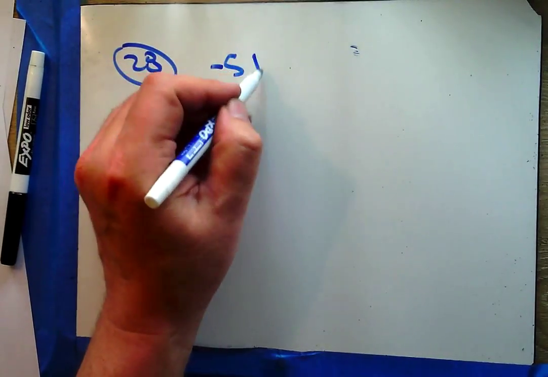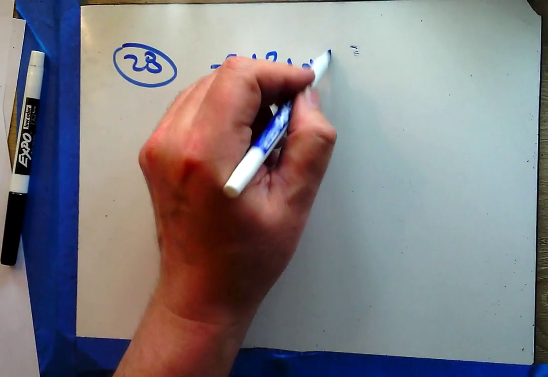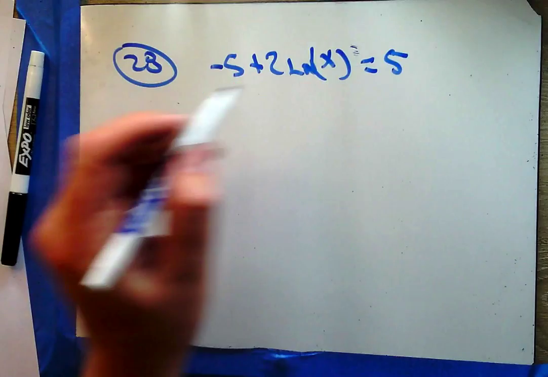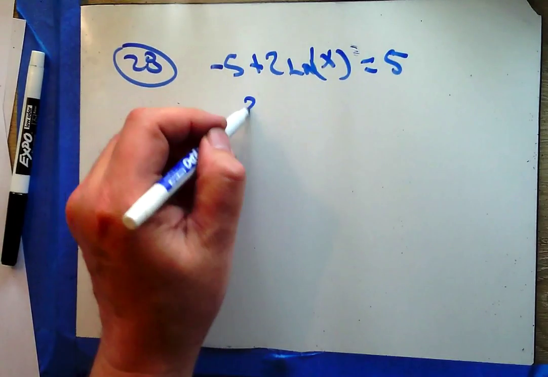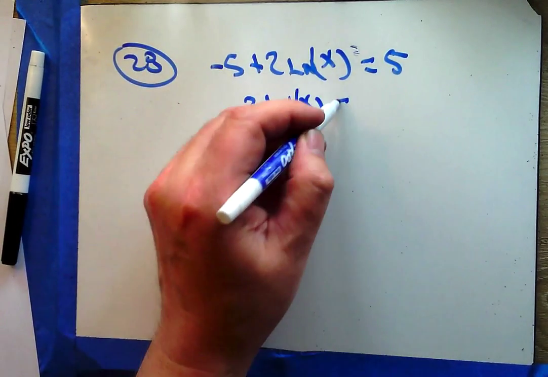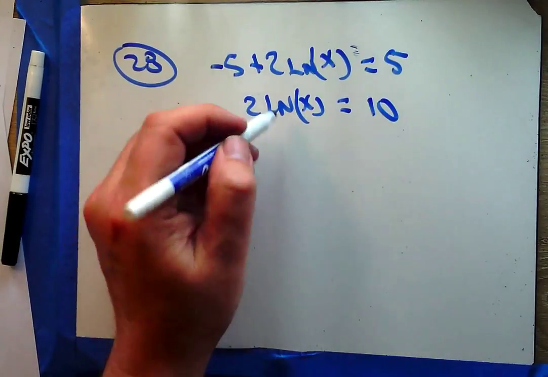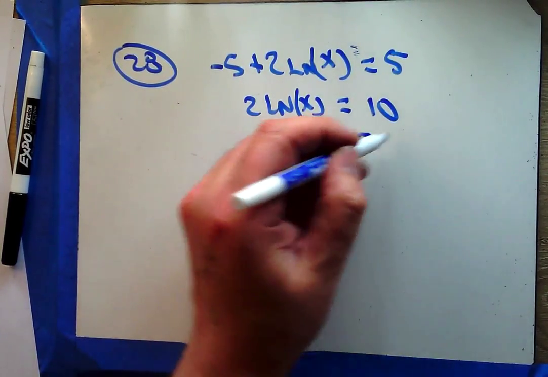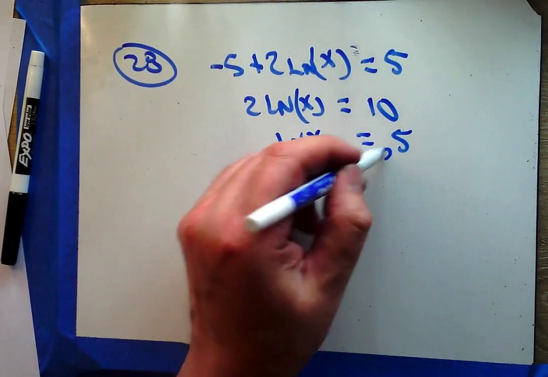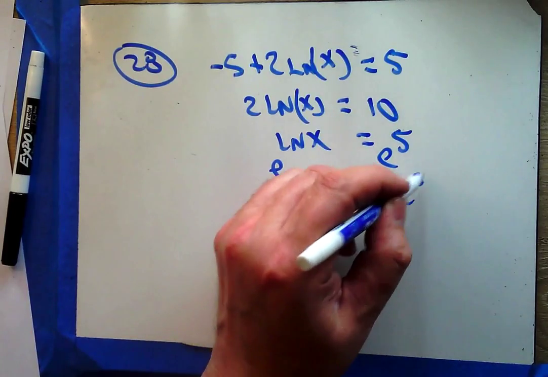28, we have negative 5 plus 2 ln of x equals 5. So I'll add 5 to both sides. I'll divide both sides by 2. And then I'll exponentiate. So x equals e to the 5th.